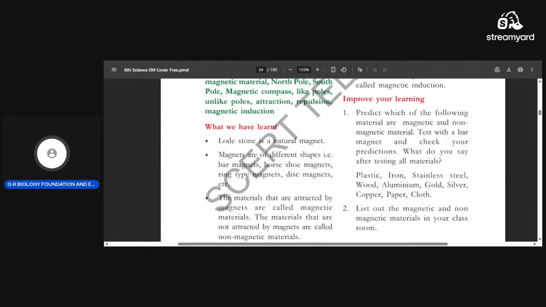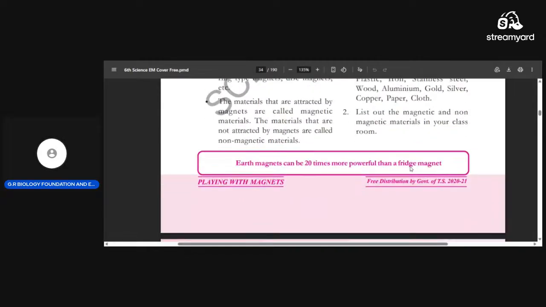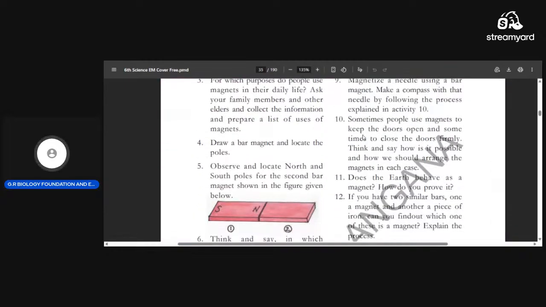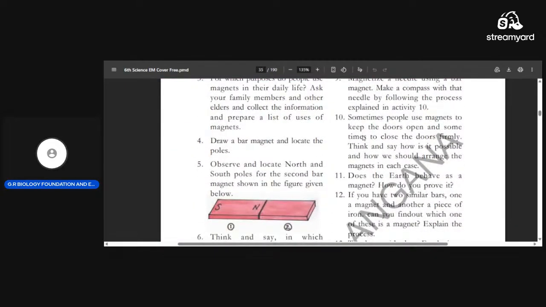Except iron, the remaining will not be attracted by the magnet, because iron, nickel, cobalt materials themselves are attracted by the magnet, and the remaining will not be attracted. So you can write your predictions, test them and find out the result. List out the magnetic and non-magnetic materials in your classroom. We already wrote it: those made with iron are magnetic, those not made with iron are non-magnetic. That list we wrote.